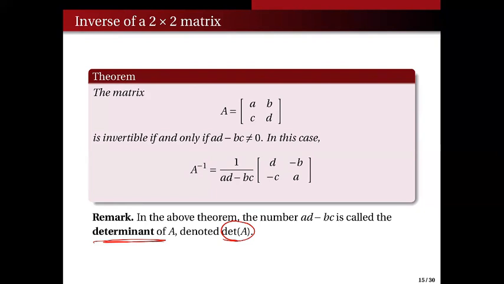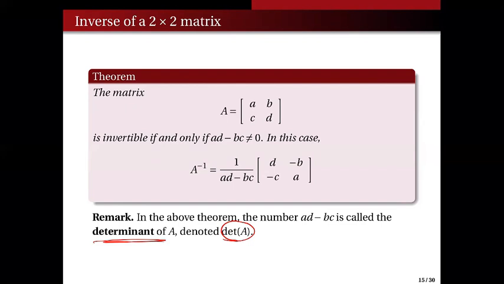Okay? So, what does this mean? This theorem: you have a 2 by 2 matrix A. If the determinant of A is not equal to 0, then A is invertible. If the determinant of A equals 0, then A is not invertible.